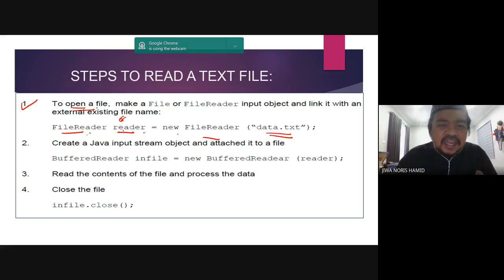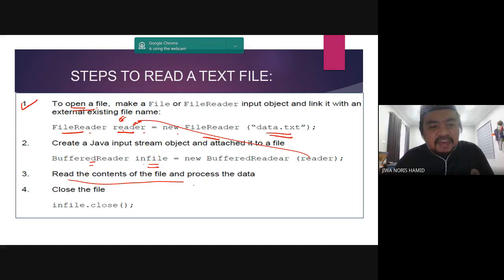And then kita nak create a Java input stream object and attach it to a file, kita pun namakannya bufferReader inFile. Yang ni kalau nak namakan bufferReader Syahir pun boleh. BufferReader Syahir, bufferReader Syaza, bufferReader Syahira, can, no problem. So here bufferReader inFile equal to new BufferedReader, reader refer to this one. Clear?